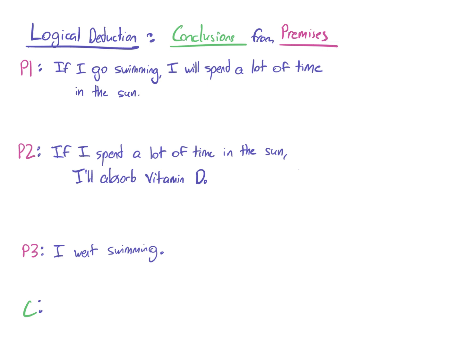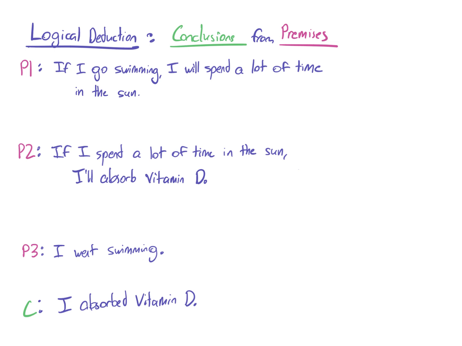Well, if we look at how they're set up and just follow out the sequence, I say, well, I went swimming, so that means that this first part, the antecedent of this implication, is true. That means that I must have spent a lot of time in the sun. Now I know that I spent a lot of time in the sun, and that means I absorbed a lot of vitamin D. And so my conclusion here, not necessarily the only thing, but one thing that I know to be true, is that I absorbed vitamin D. So just from our standard way of reasoning about the world, we can say, if these three premises, P1, P2, and P3, are all true, then one unavoidable conclusion is that I absorbed vitamin D.